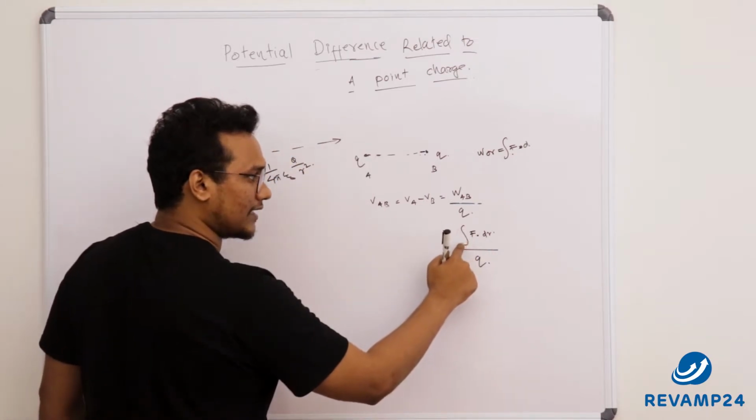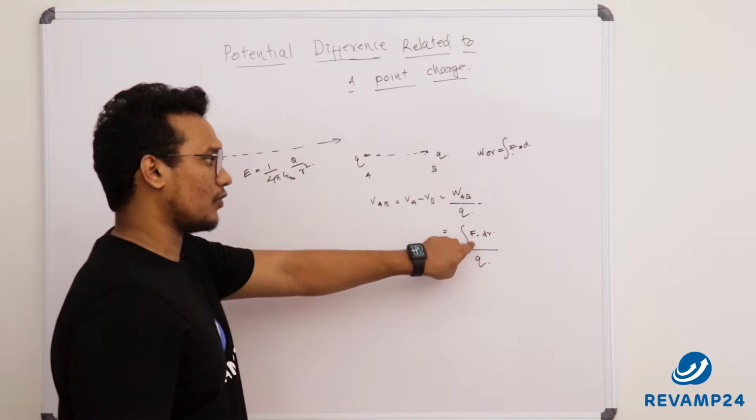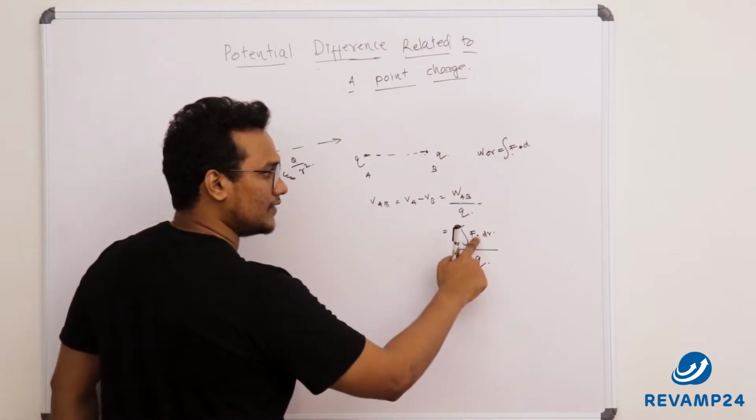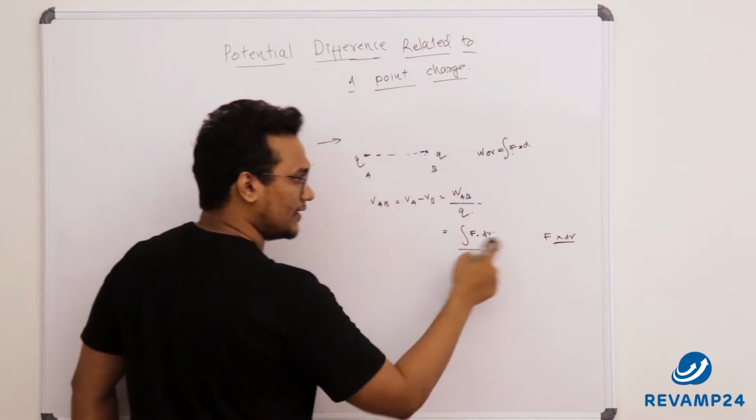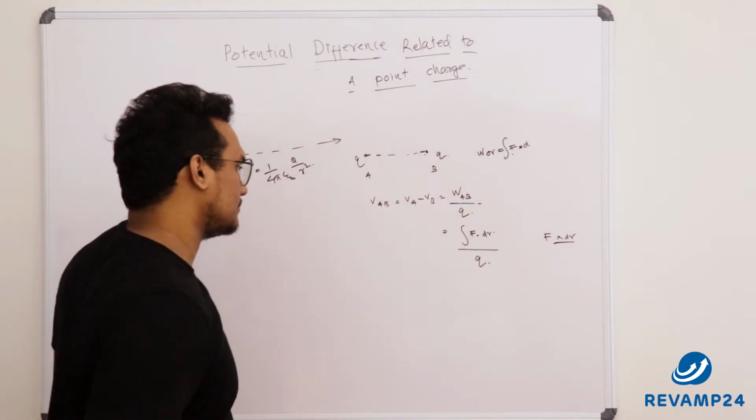Why have we taken an integral here? Because the force is not constant. If it is constant, I can simply take it as F into dr. If it is not constant, we have to integrate.